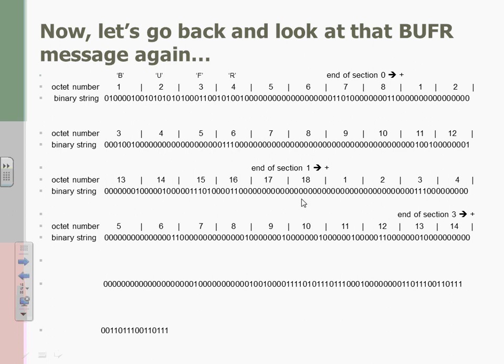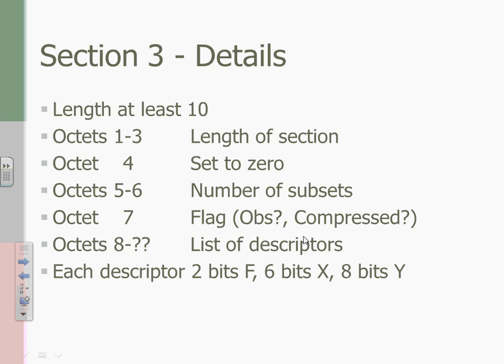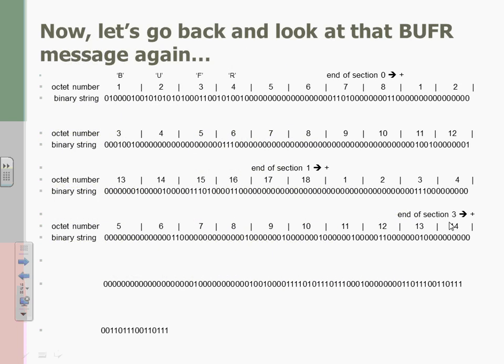So now we have a very short example. There are only a small number, only 7 descriptors in the list, but section 3 is from here to here. And the main part of section 3 is a list of descriptors that represent what kind of data is included in section 4, which is the data section.